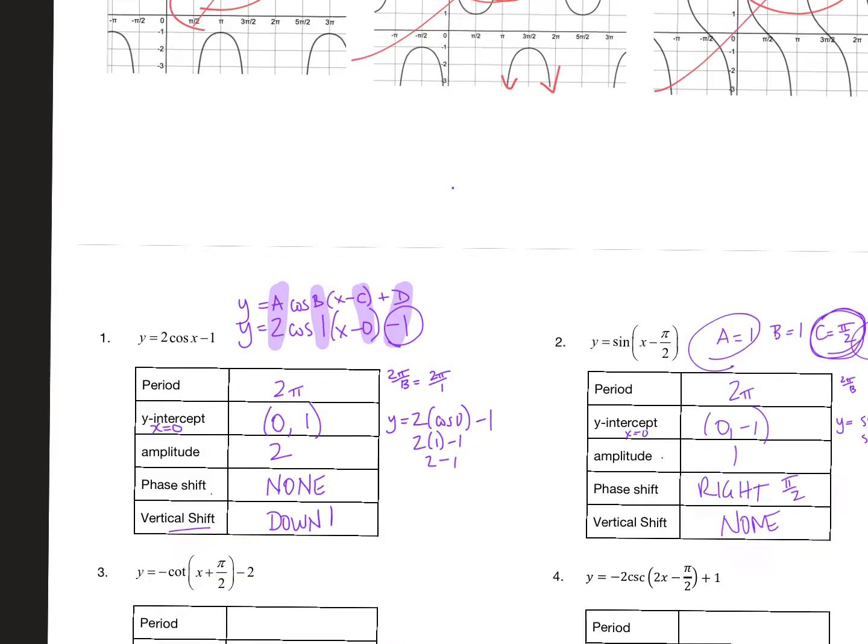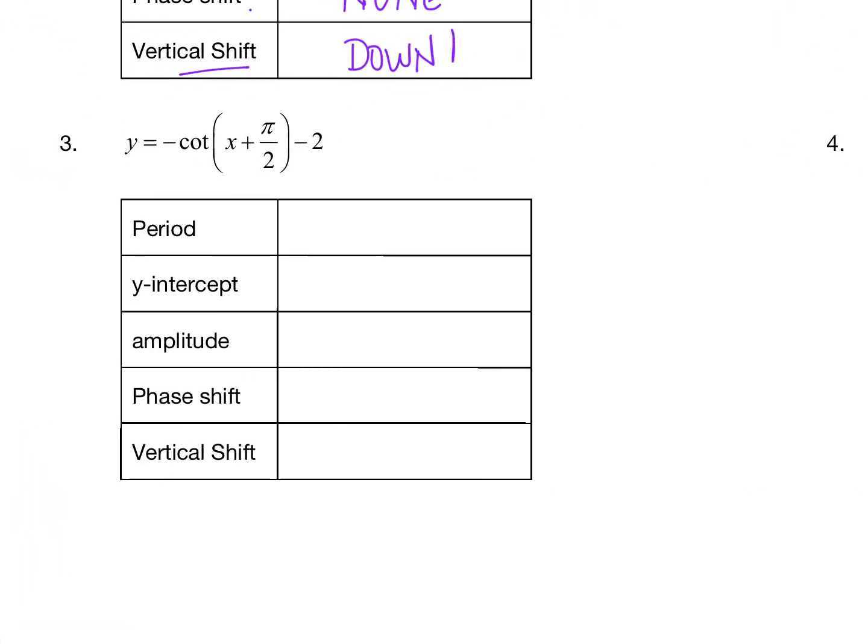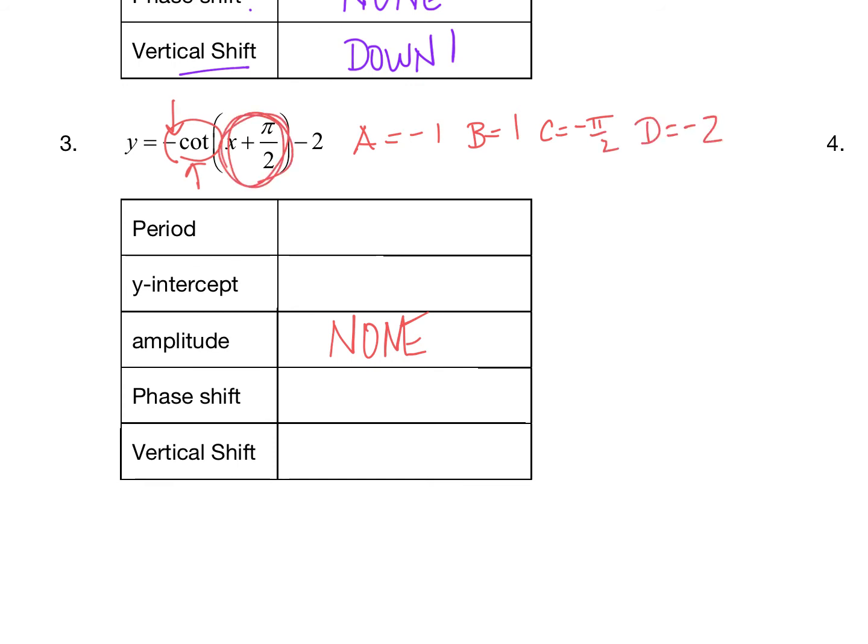So when you go to do example 3 and you see the word cotangent, you can immediately write none in for amplitude, okay? Even though there is an A of -1. Again, even though you see that there's an A value right here of -1, because it's a cotangent, there's no amplitude. Okay, B is 1, C is -pi/2. Again, watch the signs. And D is -2. Okay, so here we go.